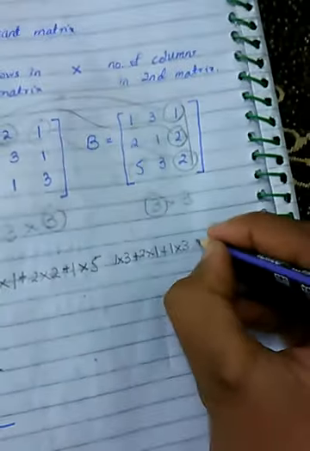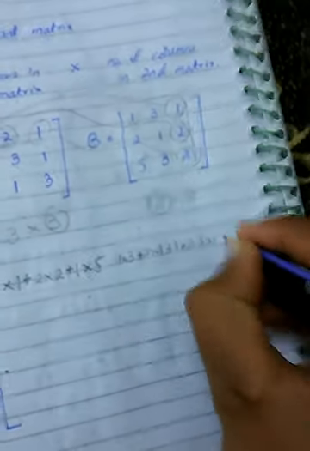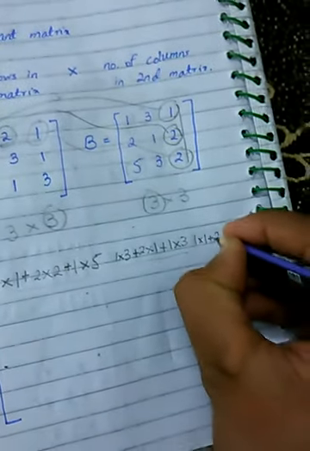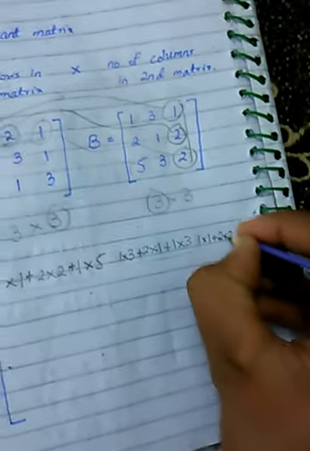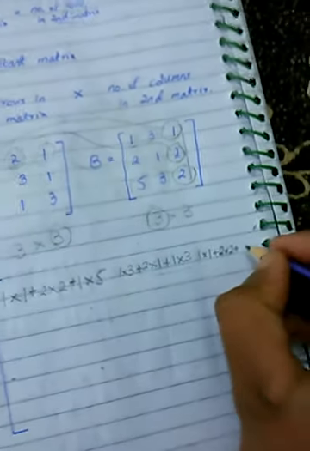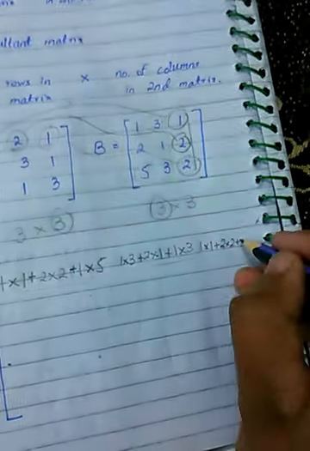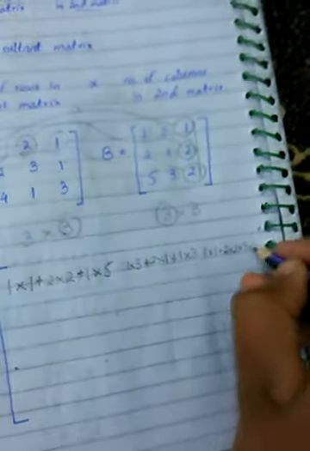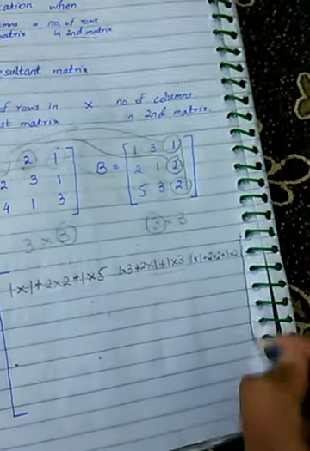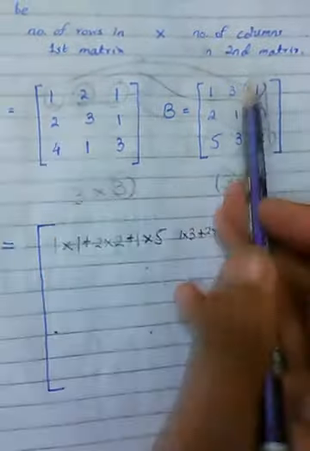so space is limited. 1 will get multiplied by 1 plus 2 by 2 plus 1 by 1, 2 by 2, and 1 by 2. So here we close it. So the first row is completed.